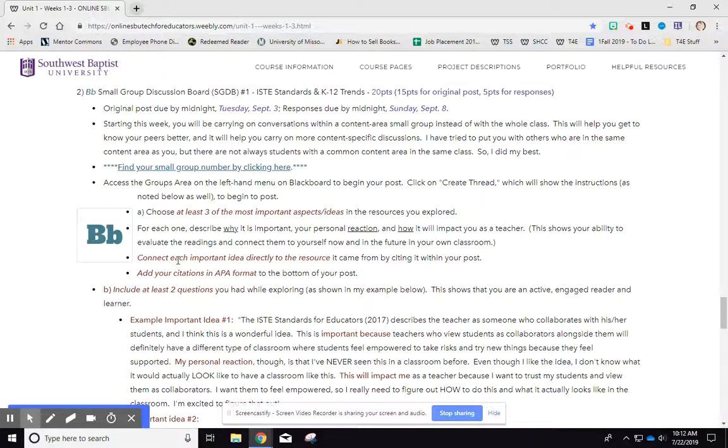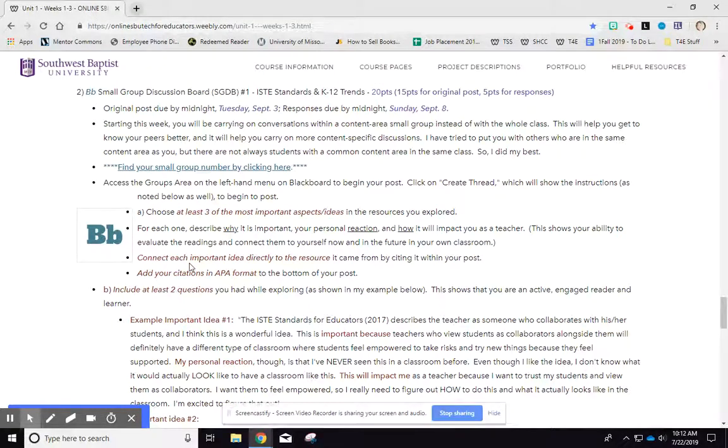And then you're going to have those 3 important ideas, and you're going to describe them, why it's important, your reaction, and how it will impact you as a teacher. The reason I have you do this is because it's really important to connect it back to you and what you plan to do. I want you to personalize this information.